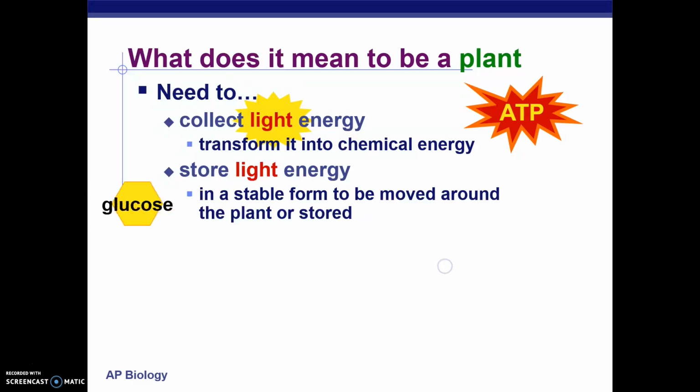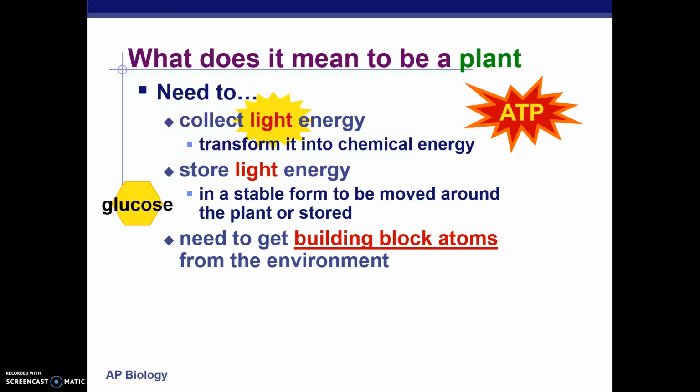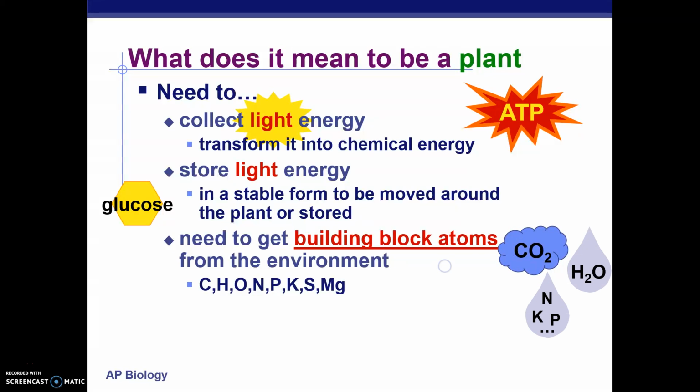that would be glucose. Plants also need to obtain the building block atoms from the environment, and that would be atoms of carbon, hydrogen, oxygen, nitrogen, phosphorus, sulfur, the SNOPs. And plants will get that from their environment, either from the atmosphere in the form of carbon dioxide.